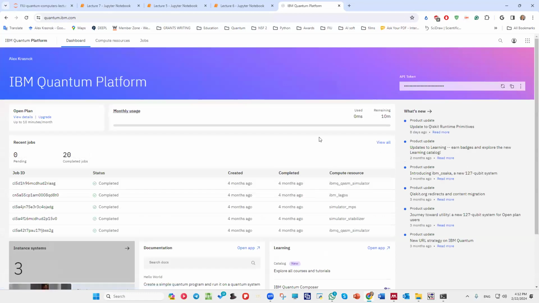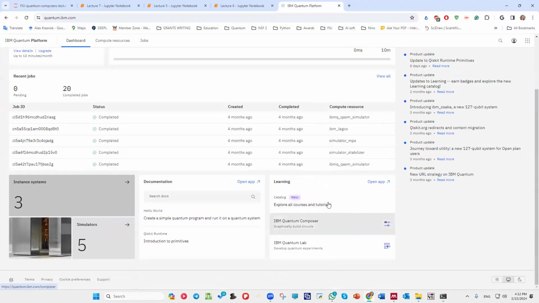And get to the IBM quantum. So here, the points of interest for us will be the IBM Quantum Composer. Here we will create the quantum circuits. And another one, IBM Quantum Lab. Here we can write quantum code algorithms using Python. Okay, so we'll discuss this in more detail as we go.